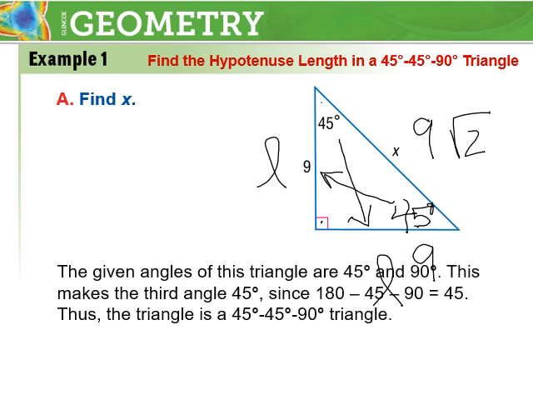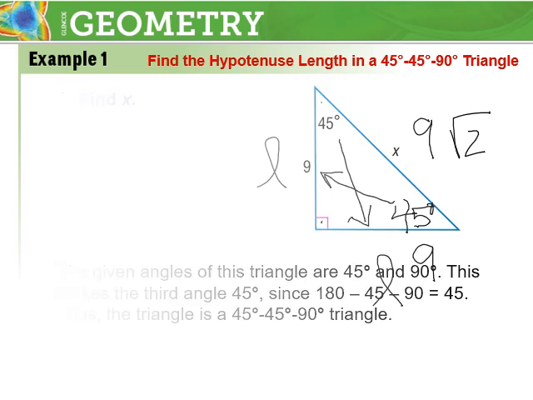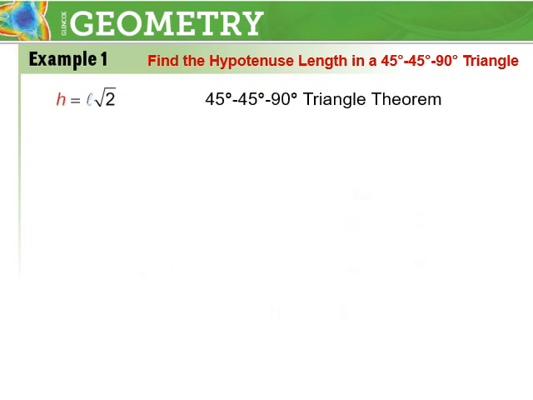Now this is just a little explanation of that, explaining why it's a 45-45-90, and this is working out the solution for you. And that's how we do that. That's actually the most simple example of a 45-45-90.